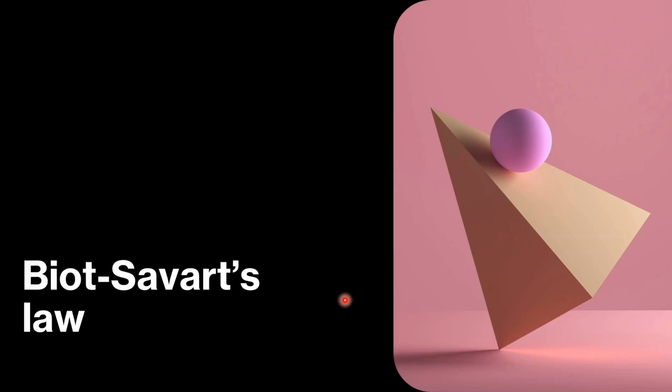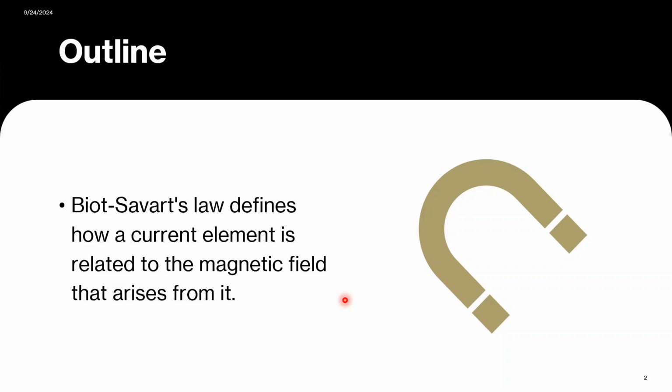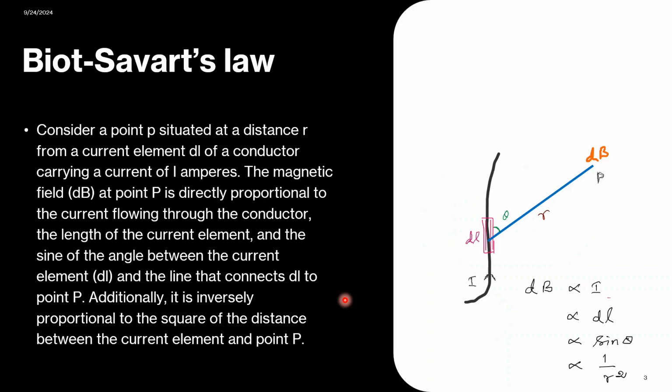This video lecture will focus on Biot Savart's law. It is obvious that when a conductor carries current, a magnetic field is generated around the conductor. Biot Savart's law describes the relationship between a current element and the magnetic field it generates. For that, consider a conductor which carries a current of 5 amperes.